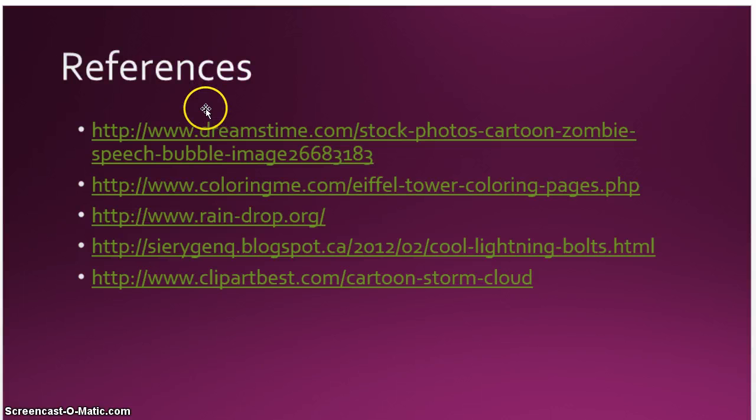These are my references where I got all my pictures from, and I hope this will help you conceptualize what a graphic organizer is.